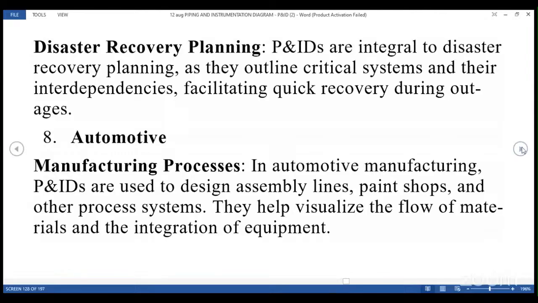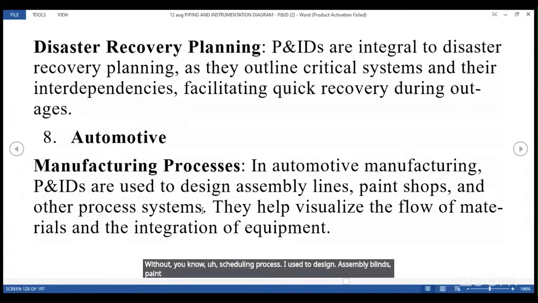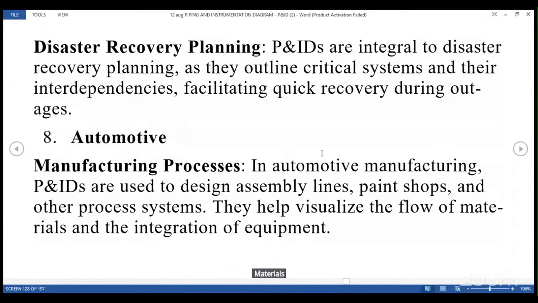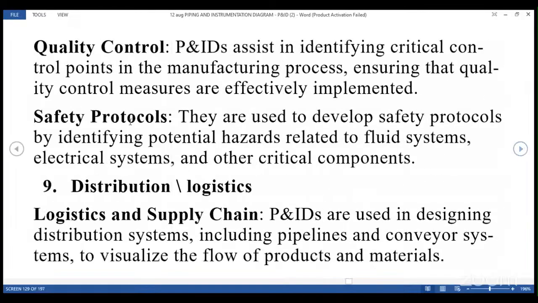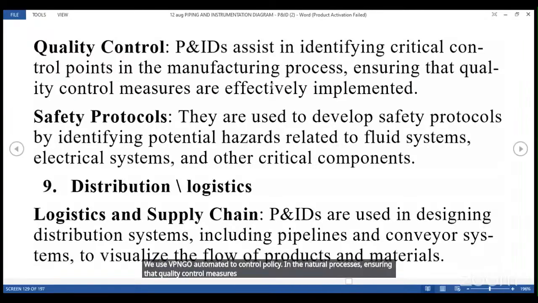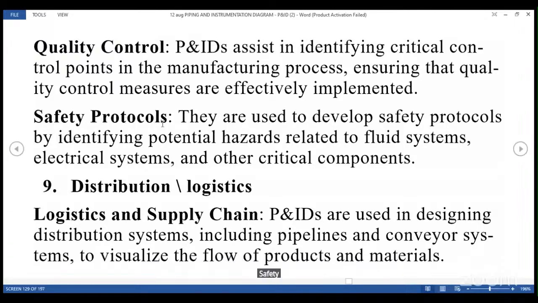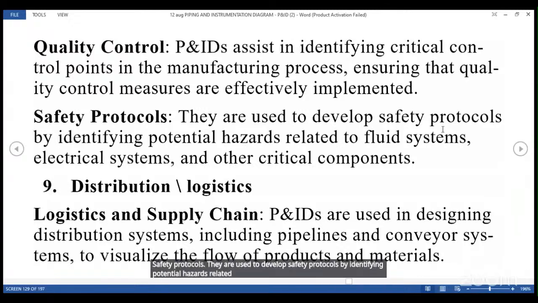In automotive, whether railway or vehicle charging processes, P&IDs are used to design assembly lines, paint shops, and other process systems. They help visualize the flow of materials and integration of equipment. In the same way, we use P&ID to control quality in the manufacturing processes, ensuring that quality control measures are effectively implemented. For safety protocols, they are used to develop safety protocols by identifying potential hazards related to the fuel systems, electrical systems, and other critical components.